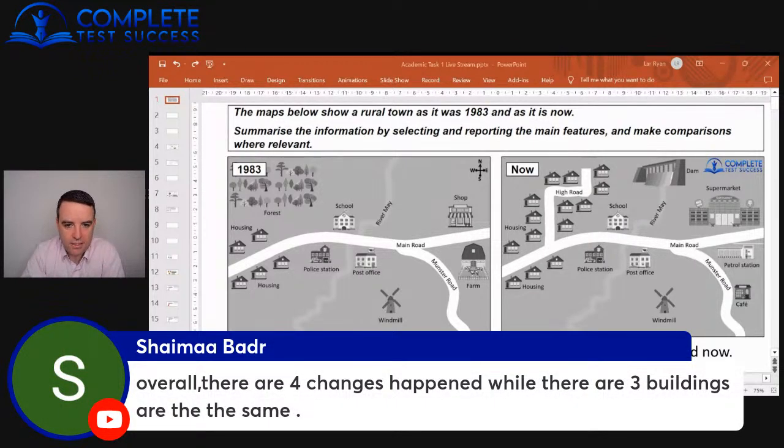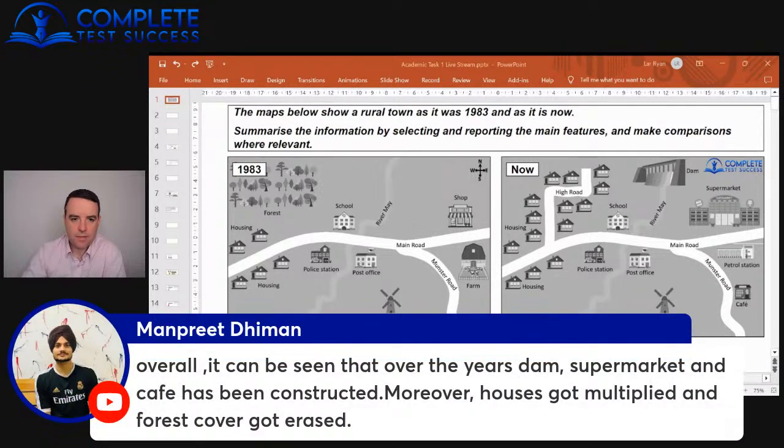Overall, there are 4 changes that happen to the town, while there are 3 buildings that are the same. No, we need to say the types of changes. So not just how many, but the types of changes. Manpreet: overall, it can be seen that over the years, a dam, supermarket, and cafe have been constructed. Moreover, houses got multiplied. Well, no, there are additional houses, and the forest has been chopped down. Well, not erased, but chopped down.